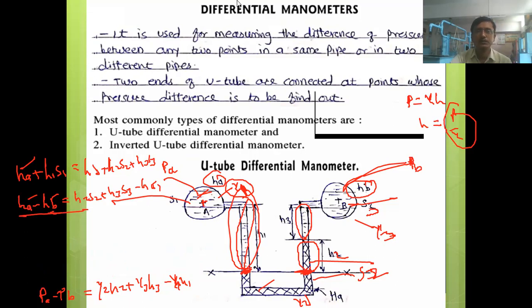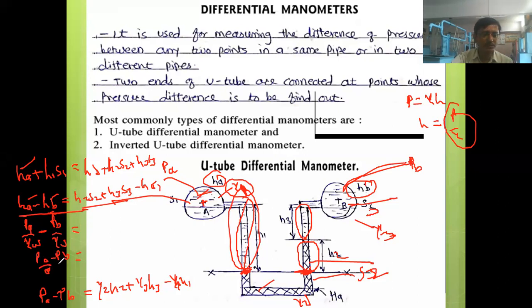So we are doing a quick revision about this. Instead of this HA, I can write PA by gamma W. Then here, PA by gamma W minus PB by gamma W is equal to, this part will be as it is. So this gamma W is common, so we can write here PA minus PB divided by gamma W.